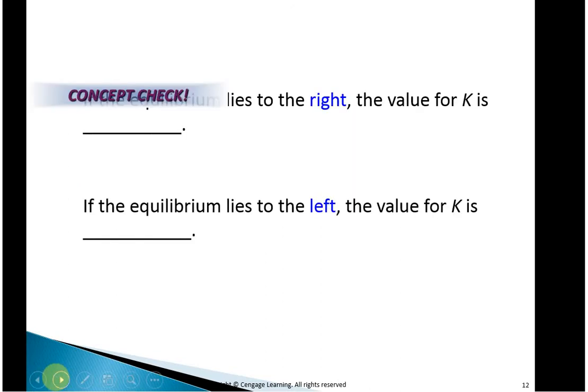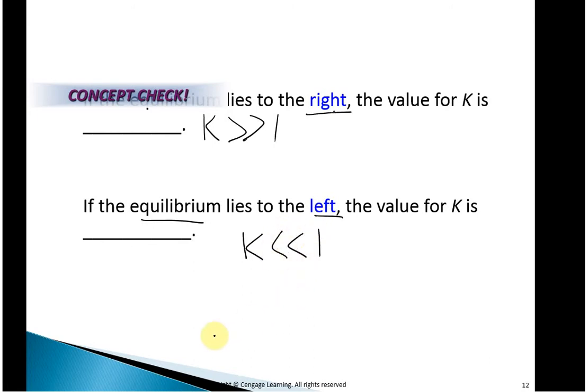So equilibrium lies to the right. What's the value of K? Hit pause, but hopefully you know that K, if it's lying to the right, must be product favored and should be greater than 1. If the equilibrium lies to the left, hit pause, but hopefully you will see that if it lies left, it means you have mostly reactant, which is the bottom of that fraction, so K should be less than 1.